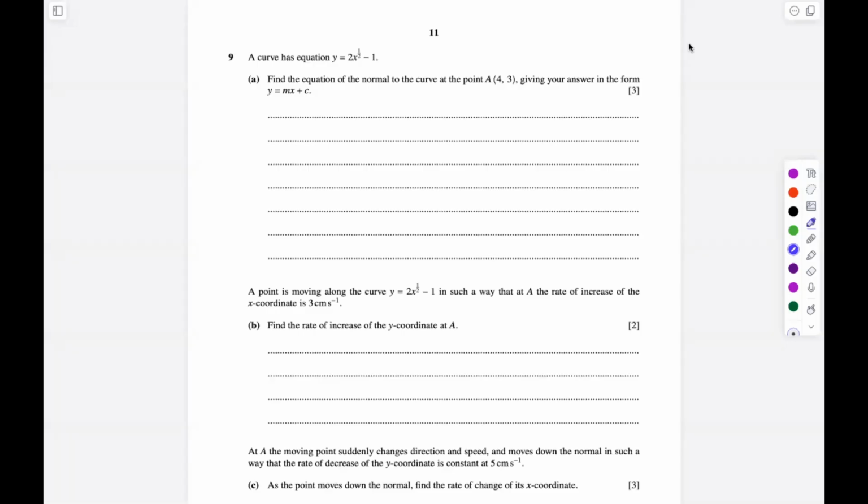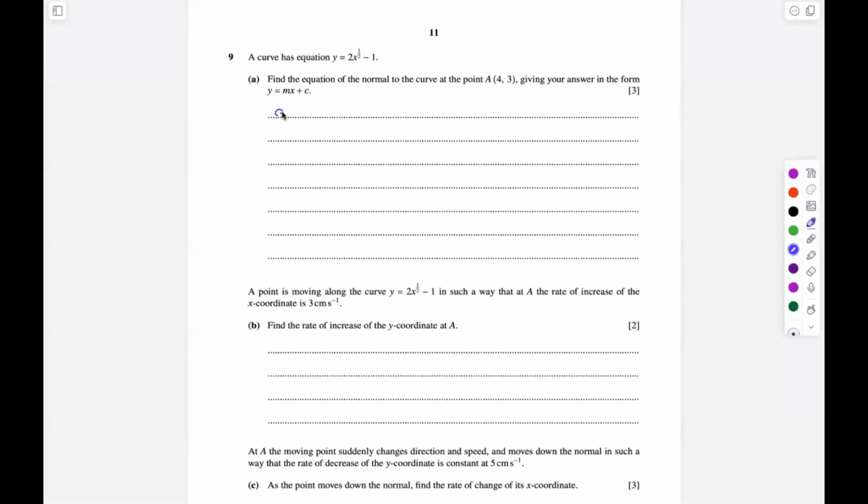In question 9, a curve has equation y equals 2x power half minus 1. In part A, we have to find the equation of the normal to the curve at the point A, 4, 3, giving your answer in the form y equals mx plus c. Now, to find the equation of the normal to the curve, first we'll have to find the gradient of the tangent. As to find the equation, we need the gradient and a point on the curve. So we already have a point.